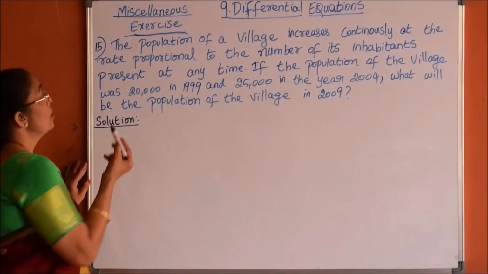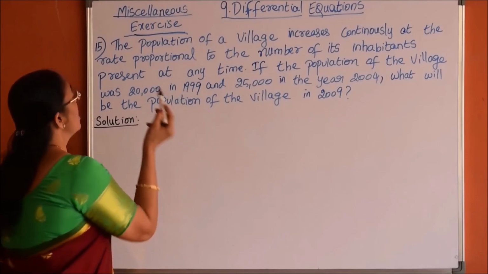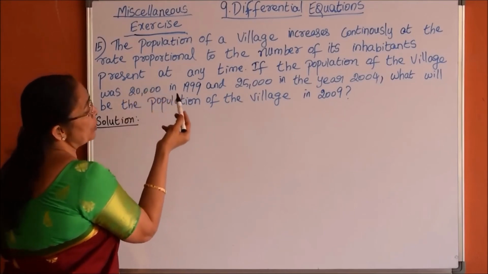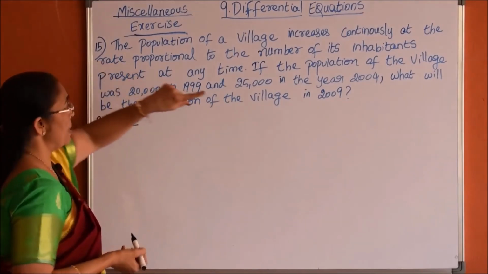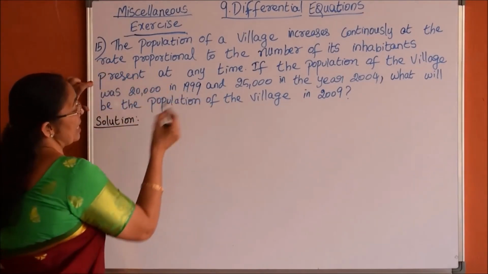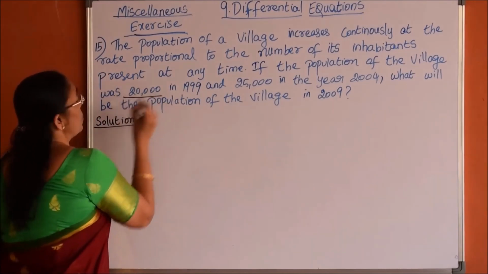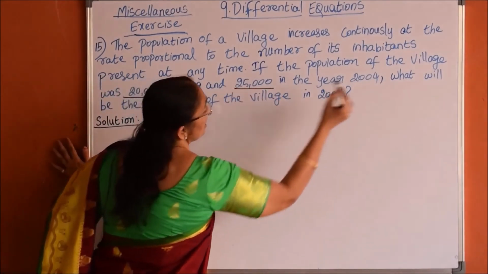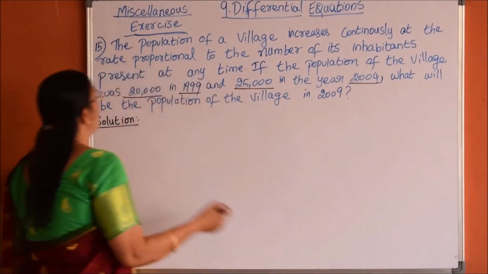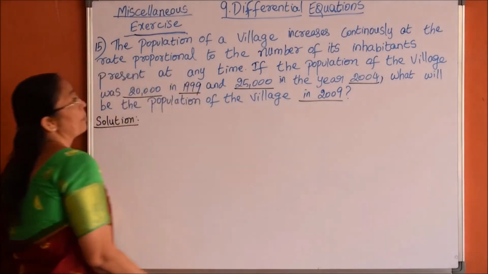15th problem. The population of a village increases continuously at the rate proportional to the number of its inhabitants present at any time. If the population of the village was 20,000 in 1999 and 25,000 in the year 2004, what will be the population of the village in 2009?